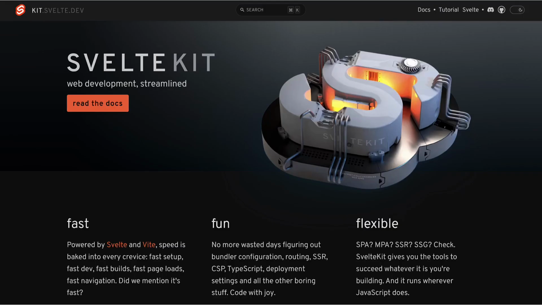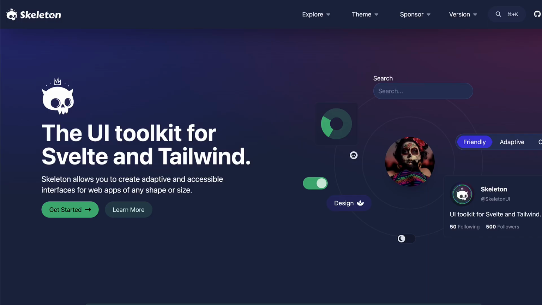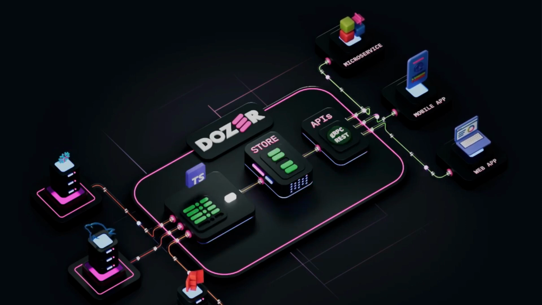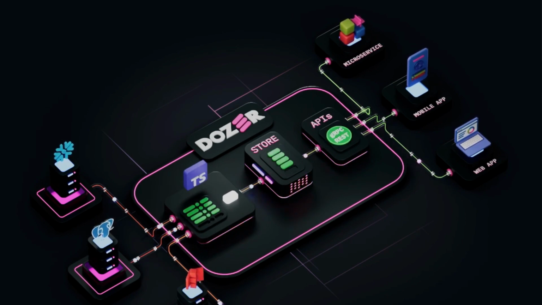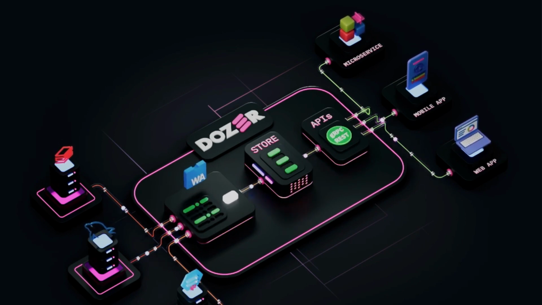The UI was built with SvelteKit and Skeleton. Now let's look at what powers our app in the backend. At the heart of our solution is Dozer. You can think of Dozer as a real-time materialized view, which stores data in a low latency data store and exposes the data through REST and gRPC endpoints.